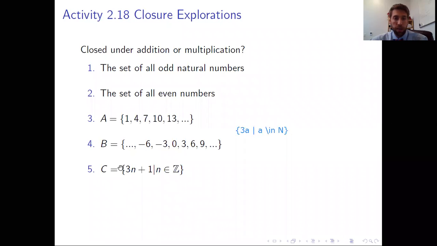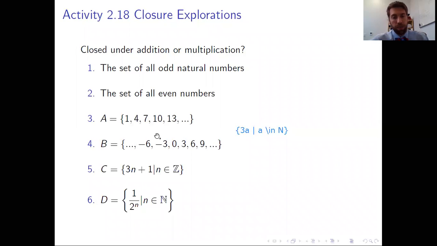All right, C, well now it's already in set builder notation. Well, this is really similar to that one. It's going to be closed under multiplication, but not closed under addition. Because if I pick a number like when n is 0, you've got 1. Pick another number like when n is 1, you've got 4. So 1 plus 4 is 5, and 5's not in here. So not closed under addition, but is closed under multiplication.